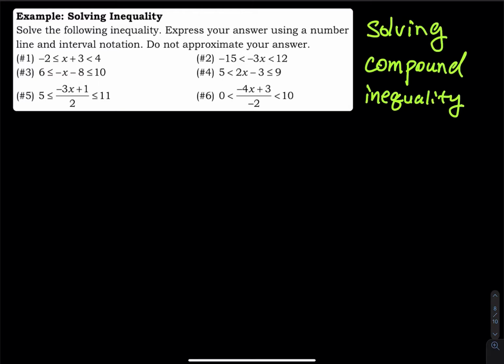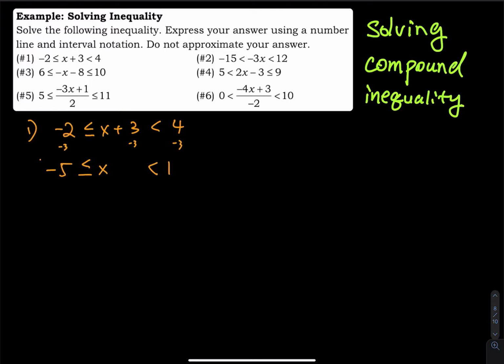Let's start solving this compound inequality. So the first one is -2 less than or equal to x plus 3 less than 4. First I would like to subtract 3 on each side, minus 3, minus 3, minus 3, because the purpose of how do you solve it? What are we trying to achieve? We want to have x right in the middle. So subtract 3 on each side. -2 minus 3 is -5 less than or equal to x less than 4 minus 3 is 1.